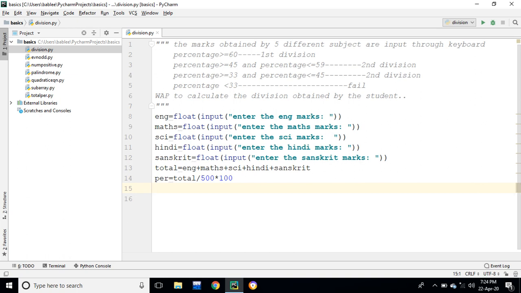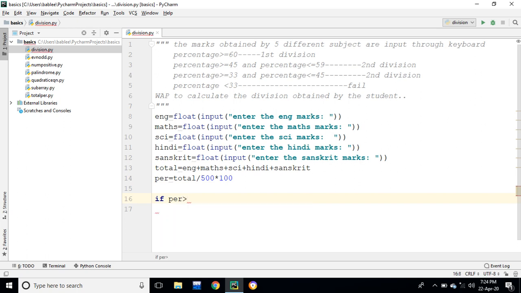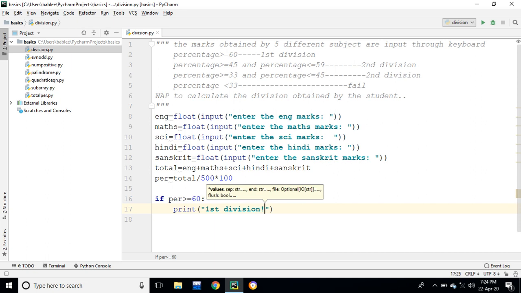So we have if percentage greater than equal to 60, then print first division. Okay, and thereafter we have the elif.